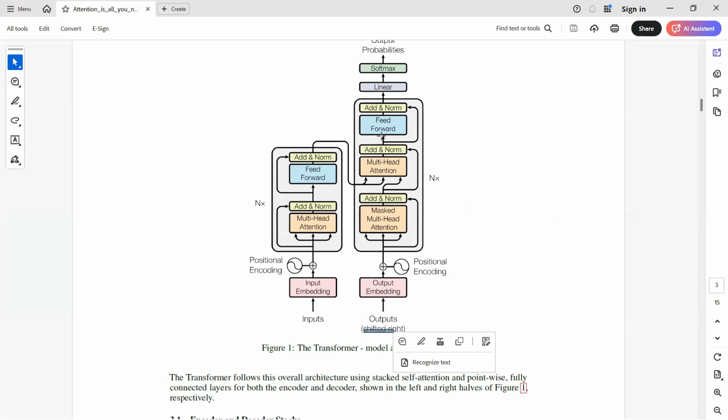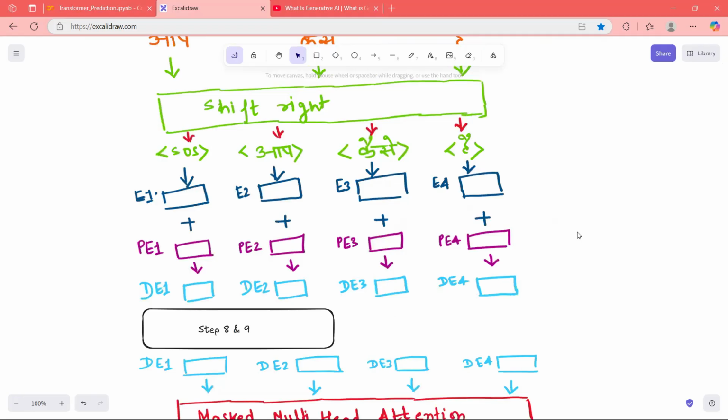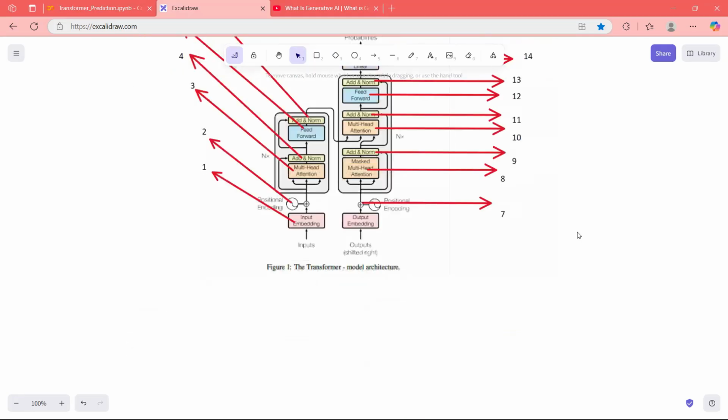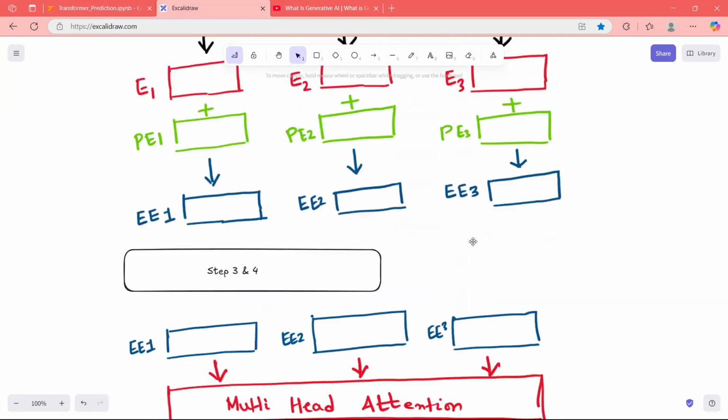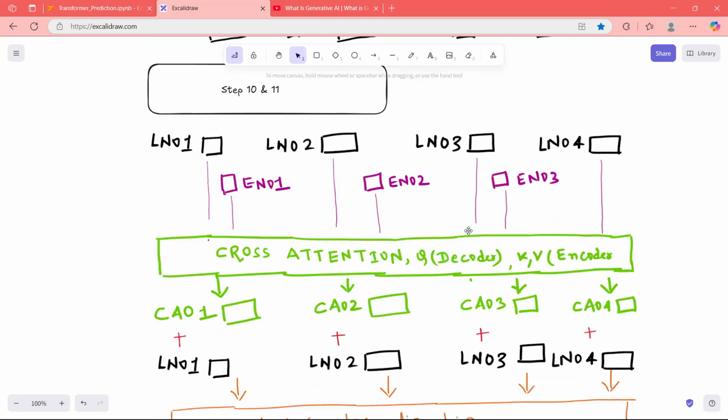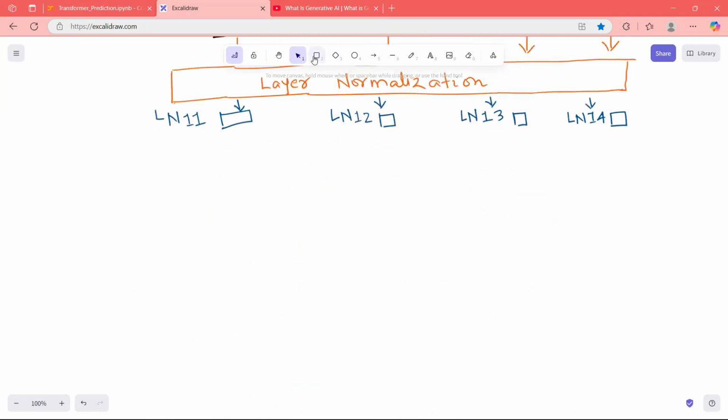And then what I need to do? I need to just pass it through one feed forward and add and norm. And in my numbering, what I'm calling feed forward, I'm calling 12, and add and norm, I'm calling 13. So let me write here step 12 and step 13.